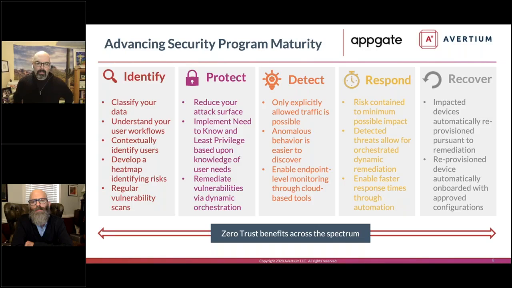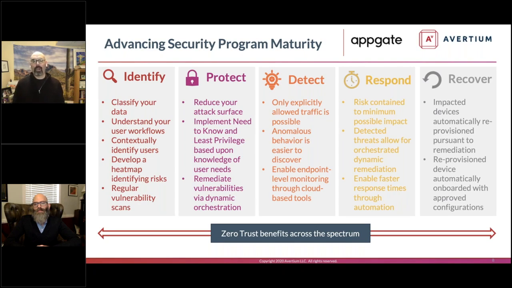What's interesting about this slide is that it definitely can be overwhelming. I think we don't want folks to come away with the thought of, well, geez, I have to be perfect and have a high level of maturity across all of these areas and across all my functions before I can even start on zero trust. I think really the opposite is true.